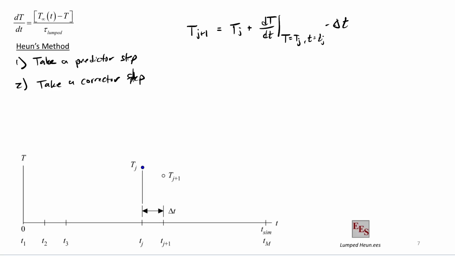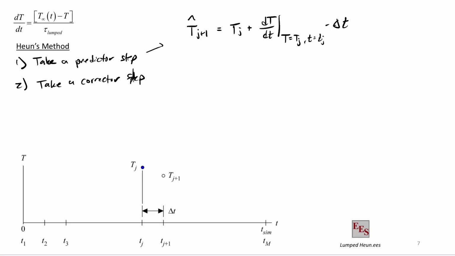But actually what I want to do is take this step forward, get my temperature at Tj plus 1. Right, so now I'm up here, and I'm going to reevaluate the derivative at T equals Tj plus 1. So step forward, evaluate the derivative again at that point, and then bring those two things back together, take the average of them and step forward. So let's designate our predictor step here as T hat. It's kind of a temporary T that I'm going to use. It's not the actual T that I finally step forward with.